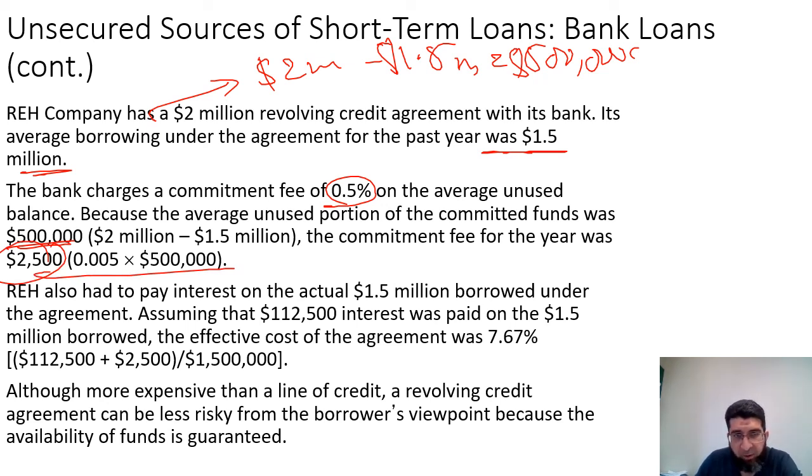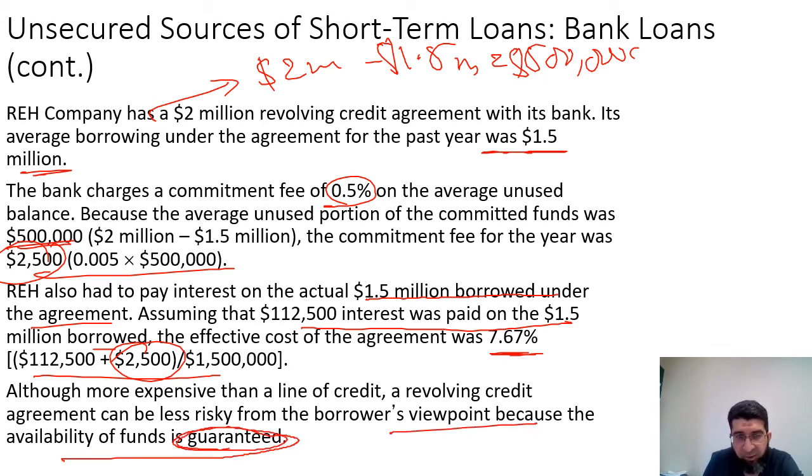Now REH also had to pay interest on the actual $1.5 million borrowed under the agreement. Assuming that $11,250 interest was paid on the $1.5 million borrowed, the effective cost of the agreement was 7.67%. So this is added on top of the commitment fee. Although more expensive than a line of credit, a revolving credit agreement can be less risky from the borrower's viewpoint because the availability of funds is guaranteed. So in rare situations, this will be used more than in normal situations.